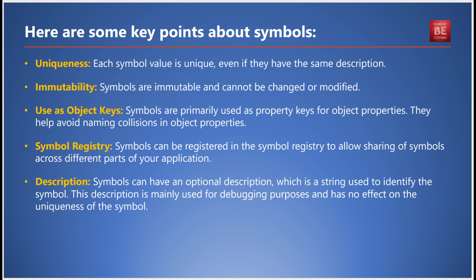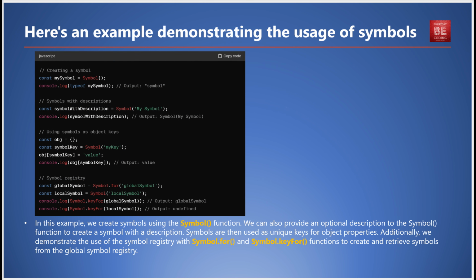So how do we use symbols as object keys? It's quite straightforward. You create a symbol, and then you use it as a key for your object property. This process ensures that your object property has a unique identifier, which completely eliminates the risk of naming collisions within your object properties. But what about sharing symbols across different parts of your application?